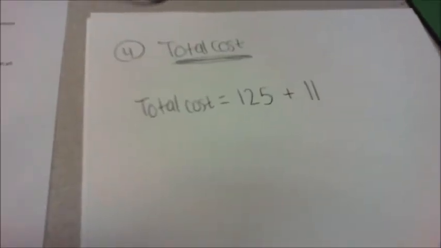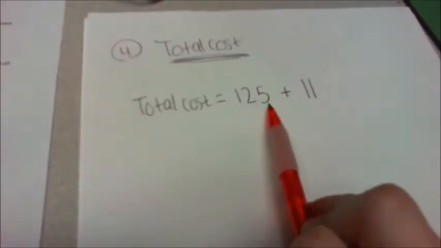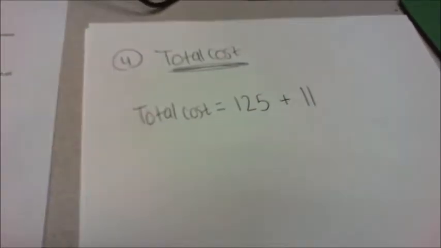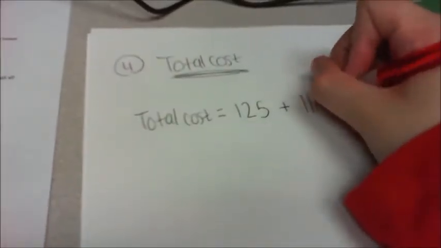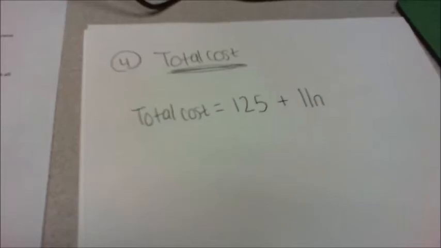Next, it costs $11 per meal. So then this is where we have to decide, where do we put our people? Are we multiplying how much it costs a night by our people, or how many meals we need by our people? How many meals? So this is where our variable would go, is by our people.